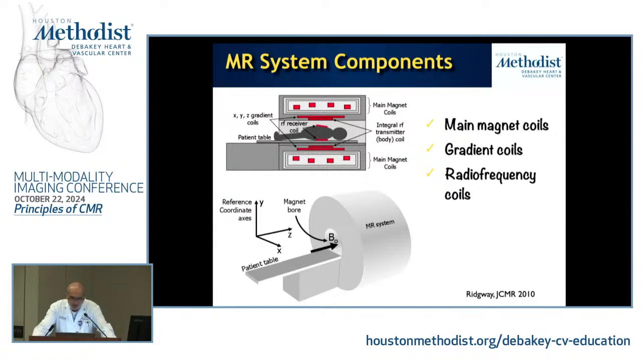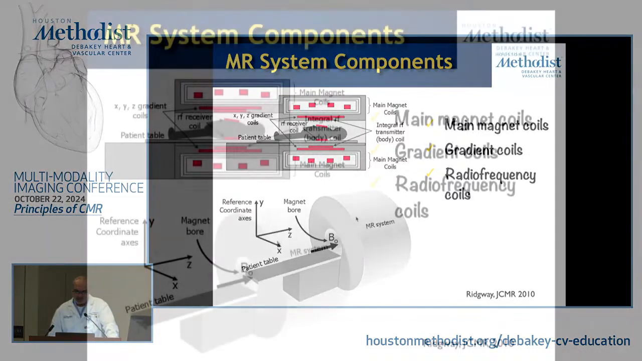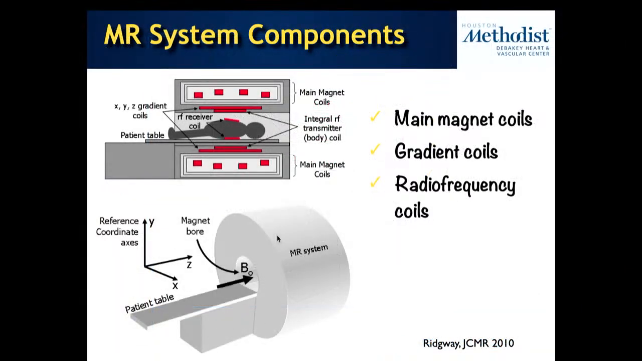So first off, let's go back to that MRI scanner that I showed you before, and really distill it down to the individual components. So obviously the patient table and then the MRI system itself. Now the MRI system itself really has three key components: the main magnet coils, the gradient coils, and the radio frequency coils.